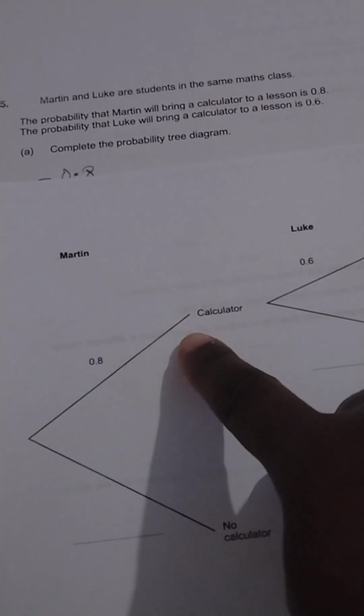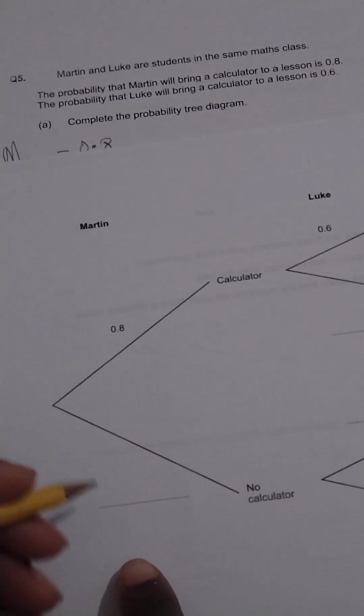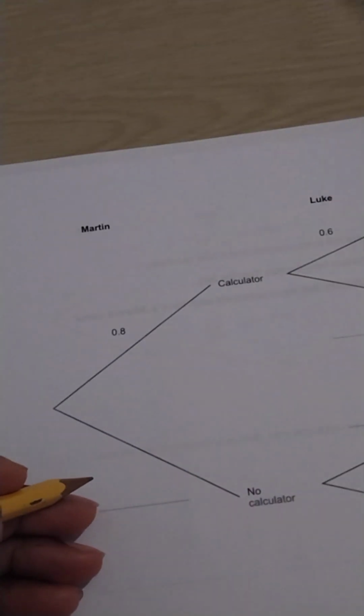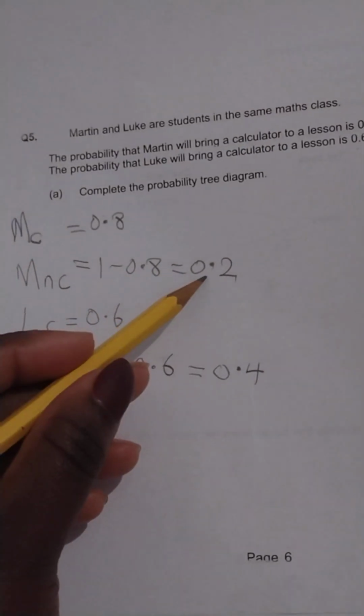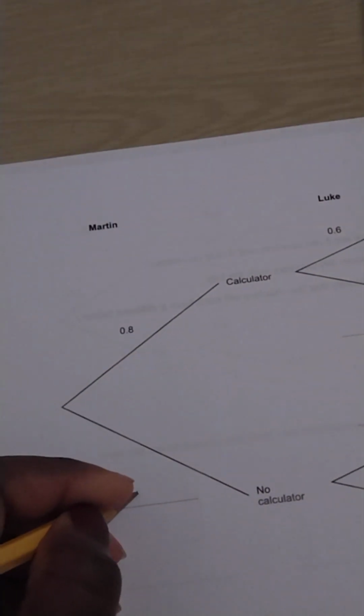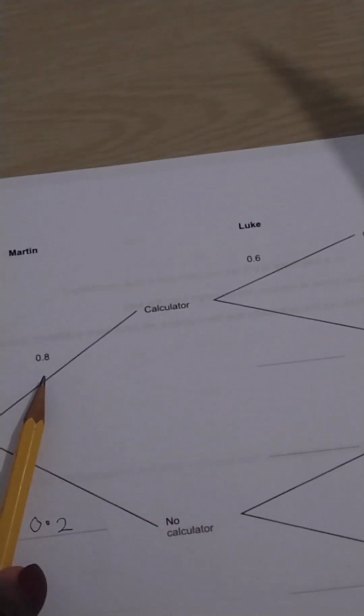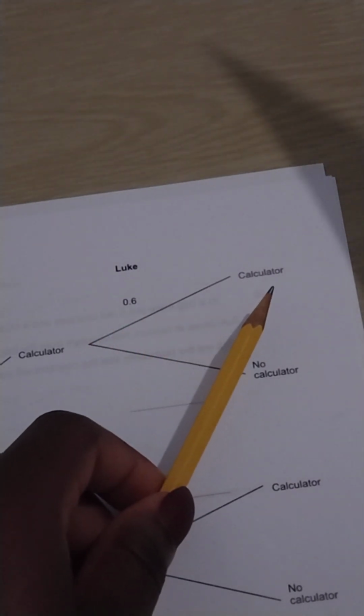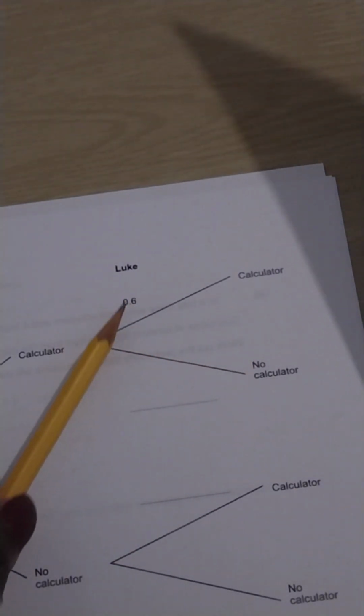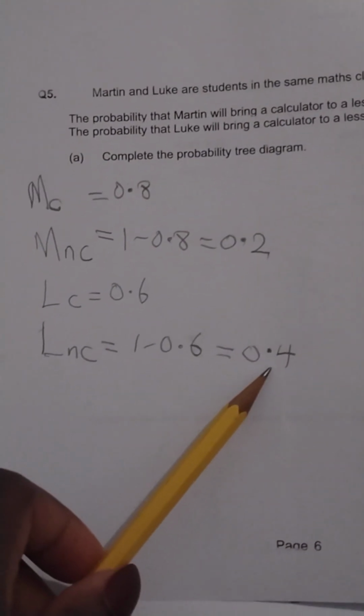So if Martin brings a calculator, it is 0.8, and the probability that he won't bring a calculator, we've worked it out here to be 0.2. Now, if Martin had brought a calculator, then the probability that Luke brings a calculator is 0.6. Therefore, the probability that Luke does not bring a calculator, we work that out here to be 0.4.